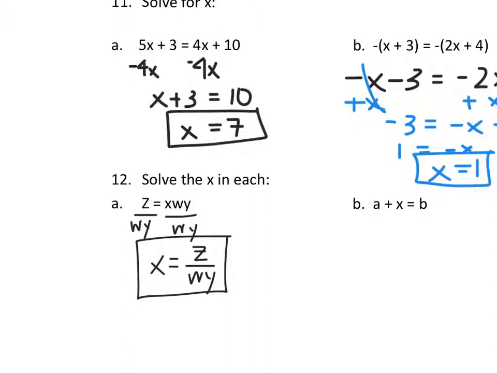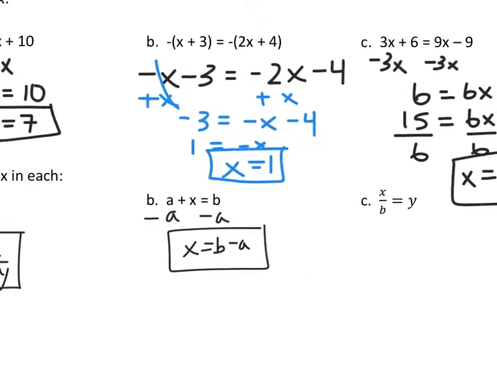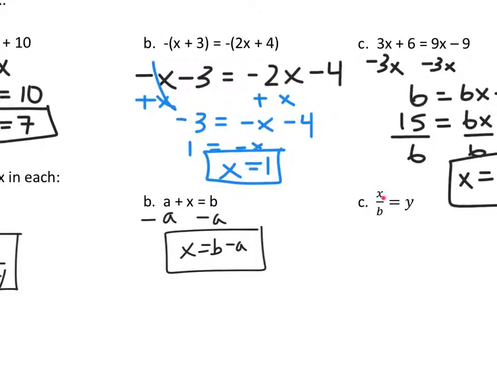Okay, B, if I have to solve for x, I need to get rid of this a, and this a is being added. They're not together for multiplication, so I need to subtract a from each side. So x equals b minus a is going to be my solution. And then C, this is x divided by b. The inverse of division is multiplying. So I'm going to multiply both sides by b to get x equals xb.